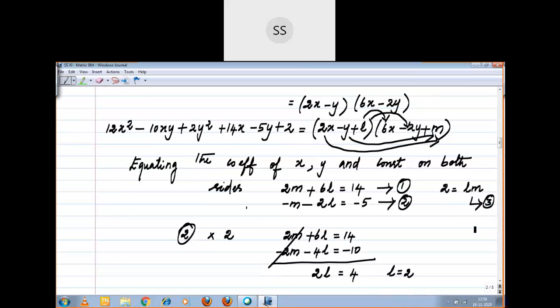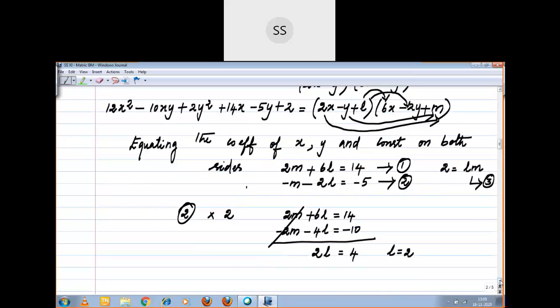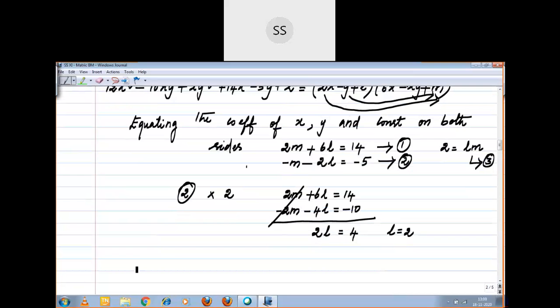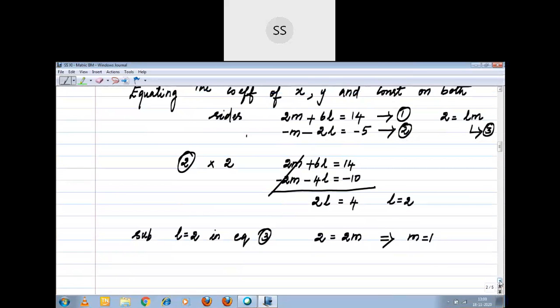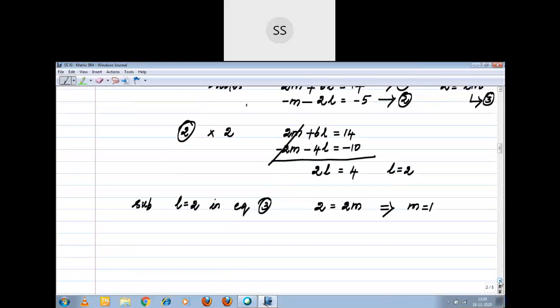Then you substitute L equal to 2 in equation number 3, and you can get the value of M. Substitute L equal to 2 in equation 3. Then you get 2 equal to 2M, which implies M equal to 1.